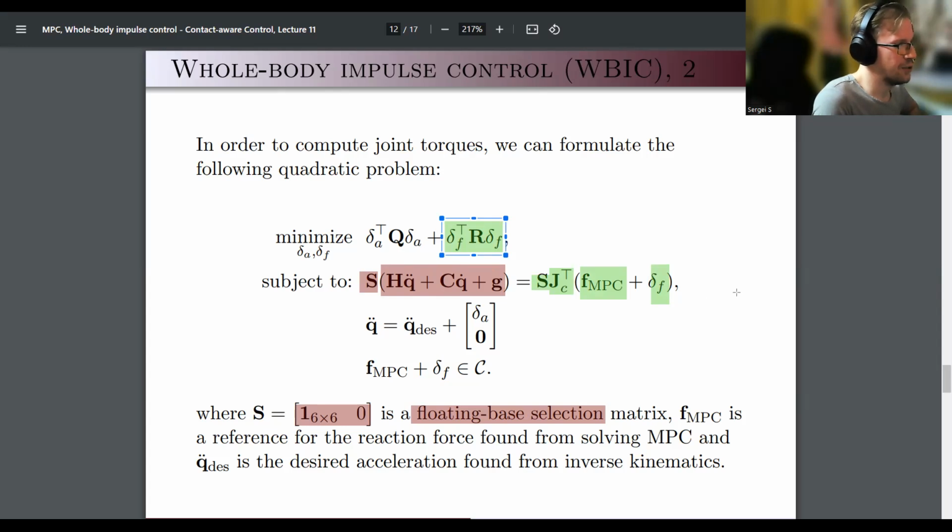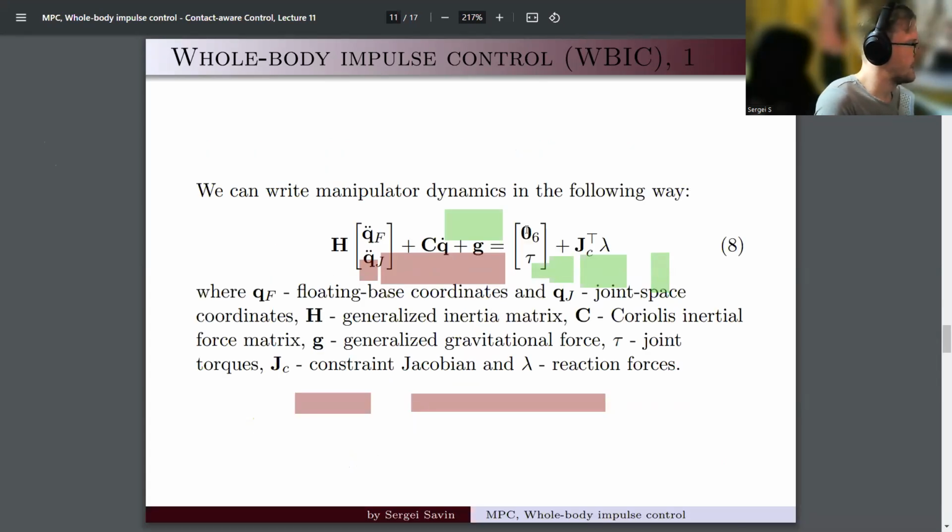Now, where is the tau? Well, the tau actually goes away because, let's go back, tau times the selector matrix is 0. The first 6 equations here are 0, and everything else is cut off by the selector matrix. So S times this is 0.